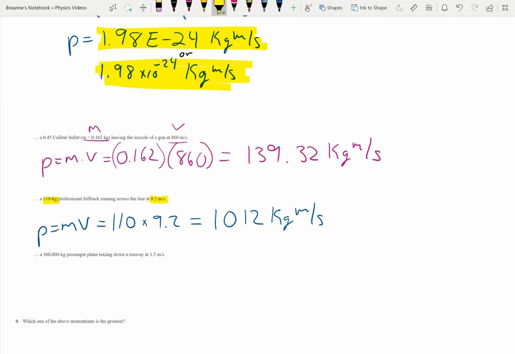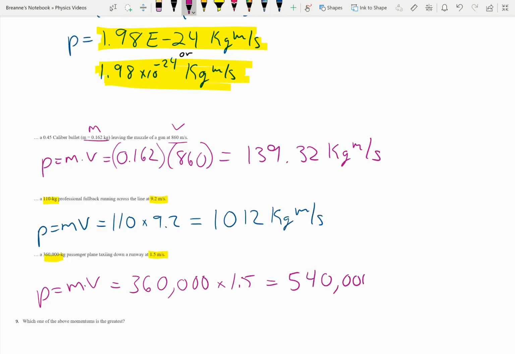One more. You have your mass, a passenger plane taxiing down a runway at that much velocity. So your momentum is mass times velocity. So you have 360,000 kilograms times 0.5 meters per second. And you get 180,000 kilograms meters per second. So there we go. Those are all our answers.